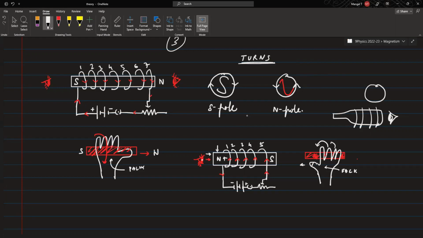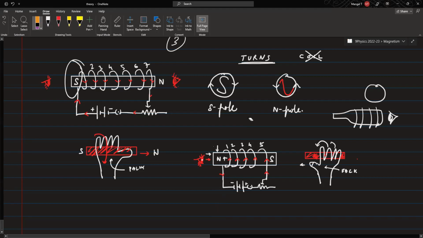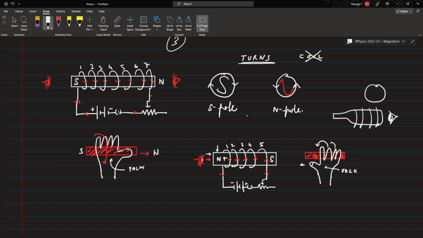Okay, not coils, so don't use the word coil. By adding more turns, you can make it stronger. If you stop the current from flowing, the magnetic field vanishes. And if you allow the current to flow in the opposite direction, you can reverse the poles. So all this can be done in this, and this is an electromagnet.